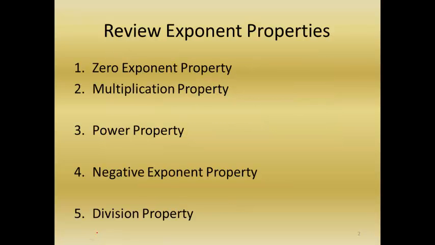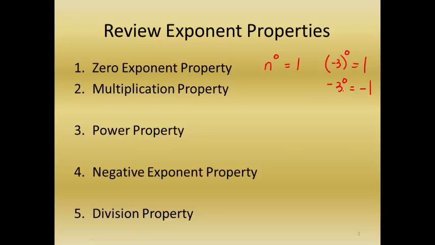Okay, so just a review of the exponent properties. Our zero exponent property says that any base to the power of 0 will equal 1. That is, any number, as long as it is not 0, to the power of 0 will equal 1. If the negative was on the outside, for example, it would be -1 because the negative is not included in the base. But this is our zero exponent property.